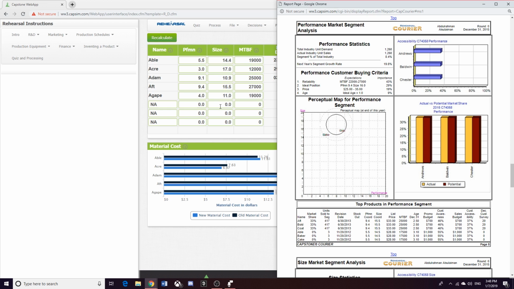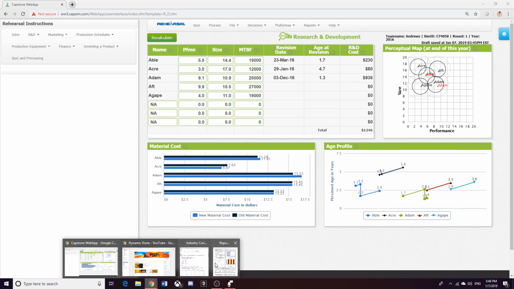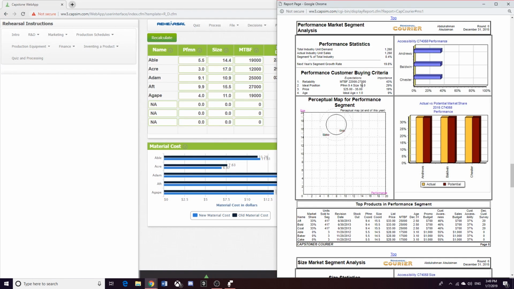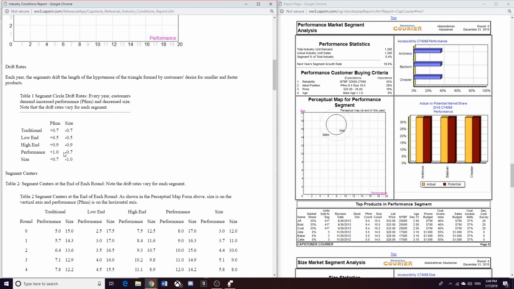Sorry, 9.9. So we say, okay, we want this to be 9.9 because we want to increase the performance. And then for size, customers want 16 in the beginning of the round. So what is the drift? It is negative 0.7. So that means we need to decrease the size from 16 by 0.35. Why? Because half of 0.7 is 0.35.